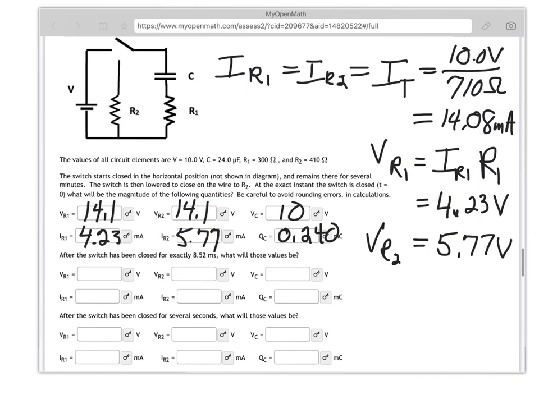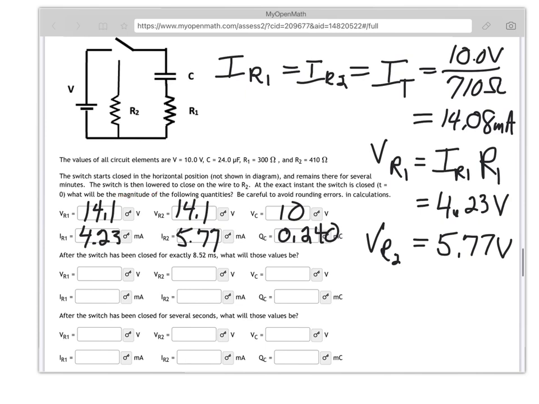So once we have the current, we can find the voltage, because those 2 voltages are going to add to 10 because of Kirchhoff's loop rule, right? The voltage rise has to equal the voltage drop. So we get the voltage across R1 simply by multiplying the current through R1 times the resistance R1, 300 ohms, and we get 4.23 volts. And for the other, doing the same thing, only 410 ohms, we get 5.77 volts, and those do add up to 10 volts. And I don't put negative signs because the question just asks for the magnitude.